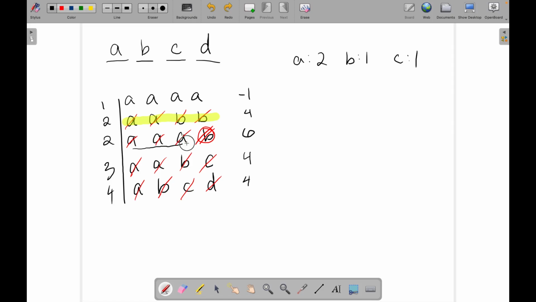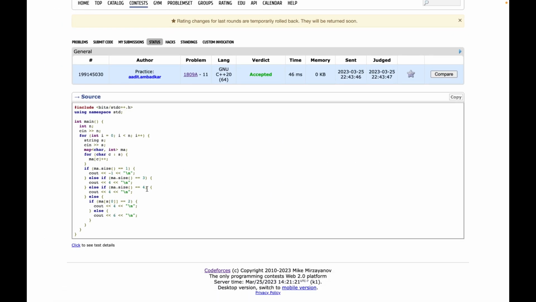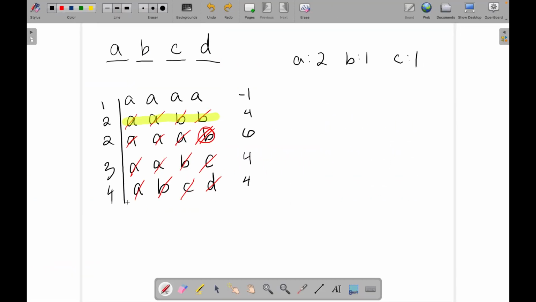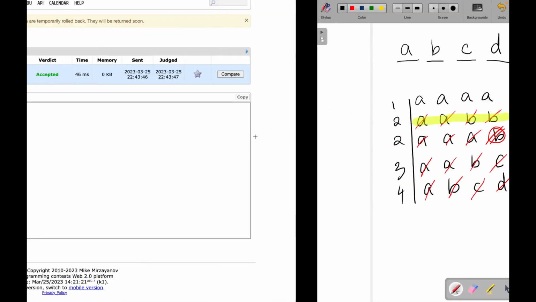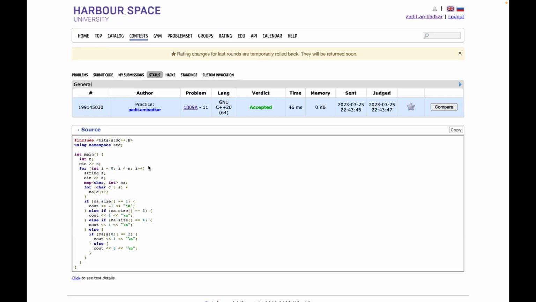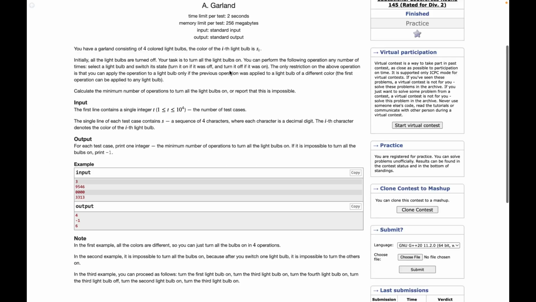But in this case, no matter what letter I select, it's either a 3 or a 1. So if the letter that I'm selecting is a 2, then I know that it must belong to this. So the answer is 4. Otherwise, it's 6. And that's it. That's how you solve this problem. So what we can do is we can move on to the next problem.